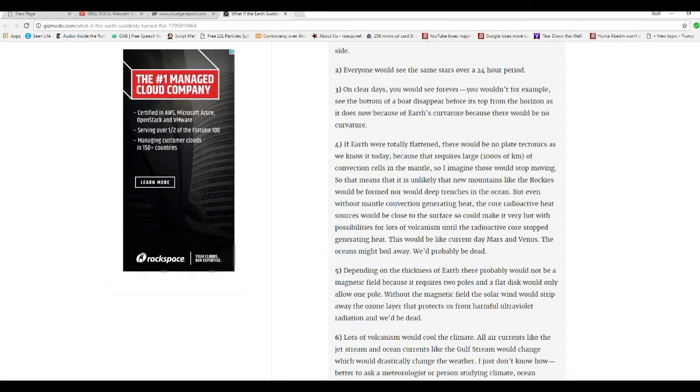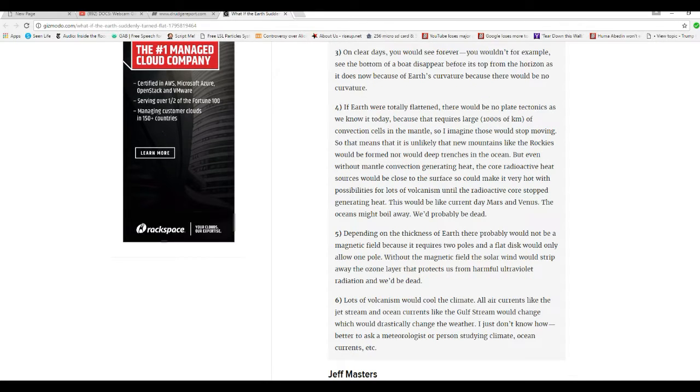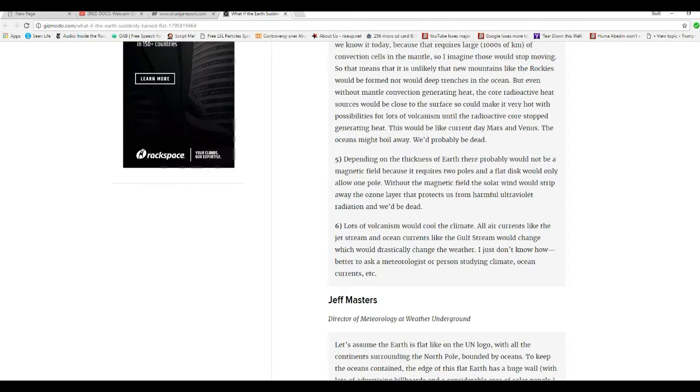There'd be no plate tectonics. There would be no magnetic field. Lots of volcanism would cool the climate.